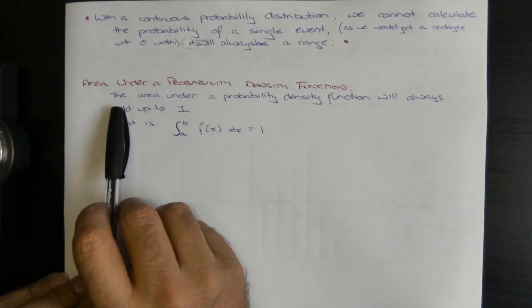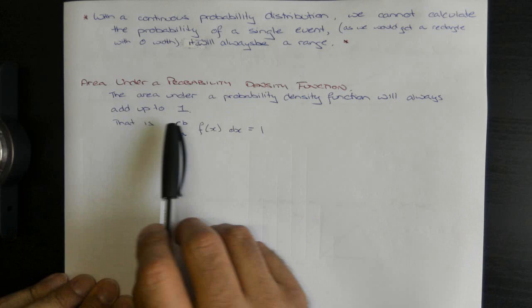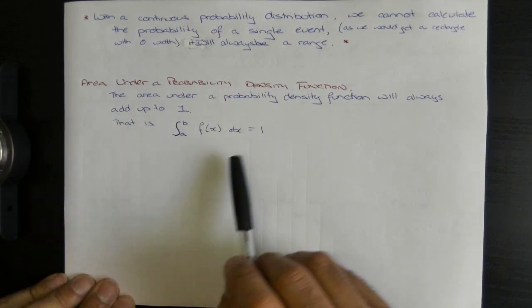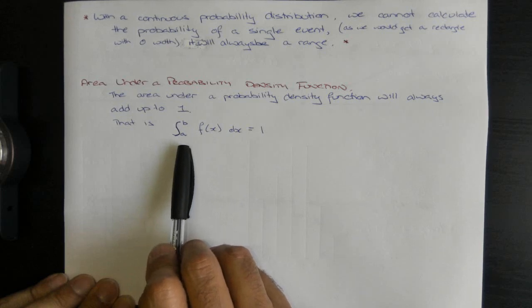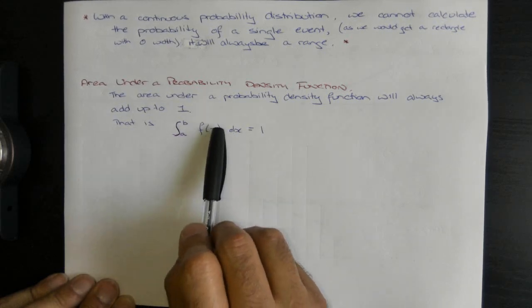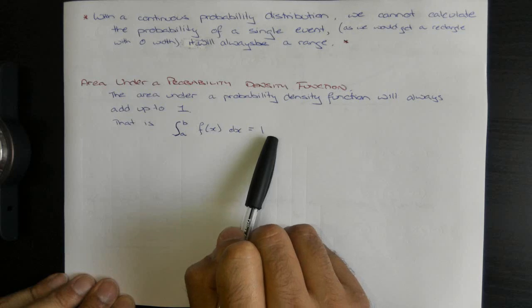The area under a probability density function will always add up to 1, because all probabilities add up to 1. Therefore what we say is that the integral from a to b of the function dx is going to be the sum of 1.